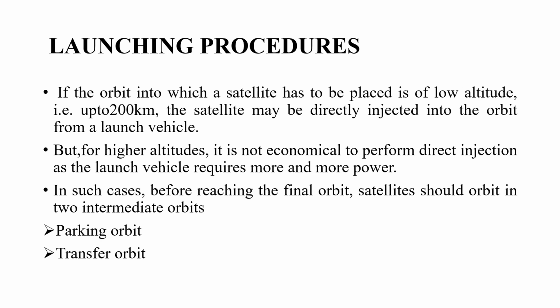But for higher altitudes, if the altitude of the orbit is above 200 kilometers, direct launching is a somewhat tedious process because it is not economical. It consumes a large amount of power, so power consumption as well as fuel requirement is very large. So to launch a satellite in this higher orbit, the satellites will be launched into intermediate orbits, and from the intermediate orbits the satellites will be launched. There are two intermediate orbits. One is the parking orbit, another one is the transfer orbit.